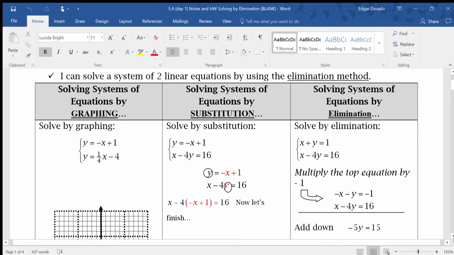Today we're going to be talking about the third and final method of solving systems of linear equations. The past few days we've been talking about graphing and substitution. Those are two different but very effective ways of solving systems of equations, but now we're going to go into one final one, which is solving by elimination.